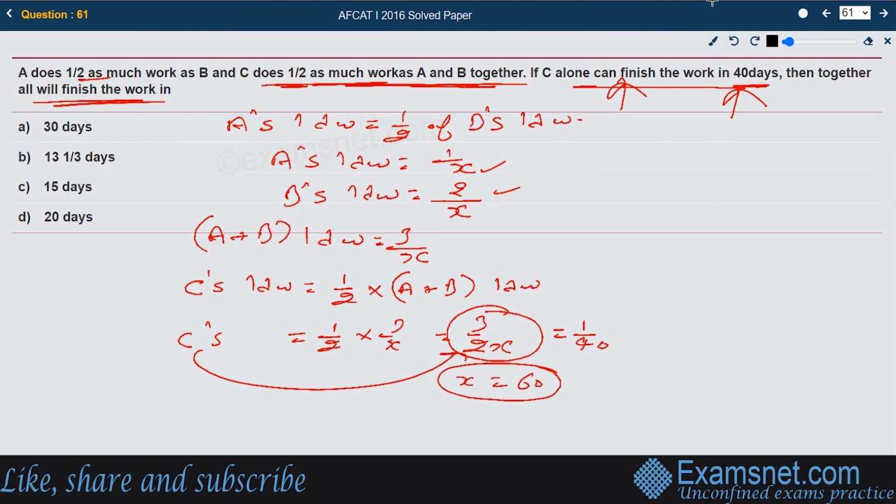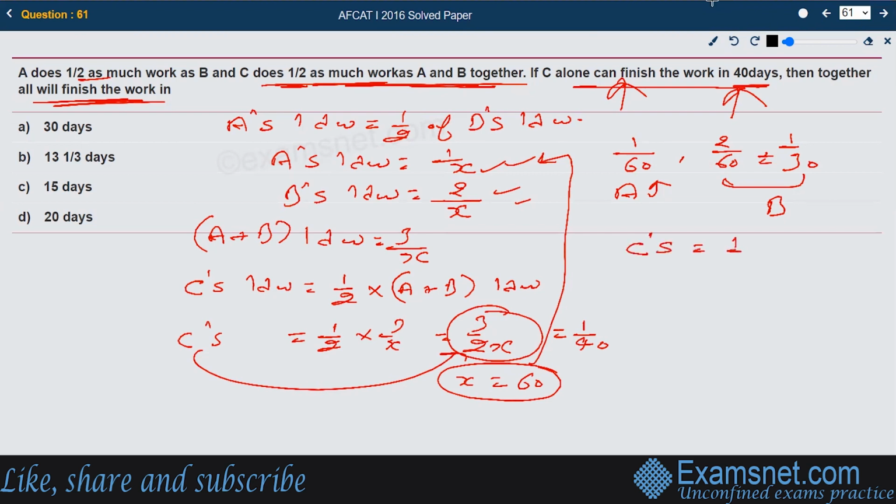Now we can easily find out A's one day work and B's one day work using this x. So A's one day work is 1 upon 60 and B's one day work is 2 by 60, that is nothing but 1 by 30. Okay, so this is the value for A and these are the values for B. And later he asked, then together all will finish the work in. So I'm supposed to find out the total one day work for A plus B plus C all. So C's one day work was how much? C's one day work was 1 by 40.